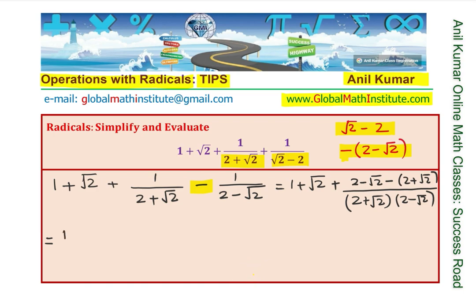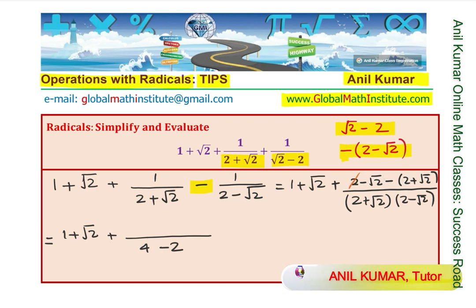So we have what? We have 1 plus square root 2 now as such, and on this side, denominator can be simplified, right? And the denominator is difference of squares, which is 2 square, 4 minus 2, right? Correct? Square root 2 square is 2. And in the numerator, what you observe is 2 minus 2 is 0, right? So this 2 and this 2 cancel, right? And minus 2 and minus square root 2, those things combine together. So we get minus of 2 times square root 2.